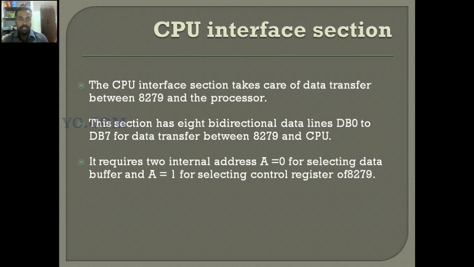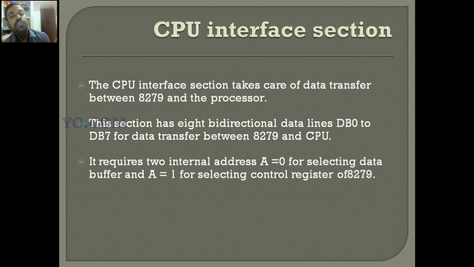The next one is the CPU interface section. The CPU interface section takes care of data transfer between the 8279 and a processor. This section has 8 bidirectional data lines, DB0 to DB7, for data transfer between the 8279 and the CPU. It uses the internal address A0: A0 equal to 0 for selecting the data buffer, and A0 equal to 1 for selecting the control register of the 8279.